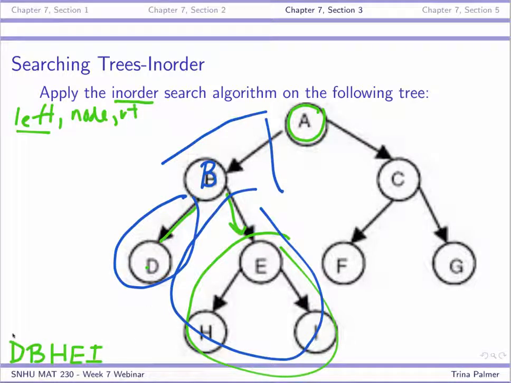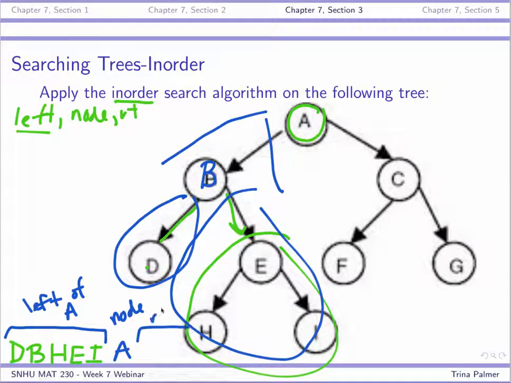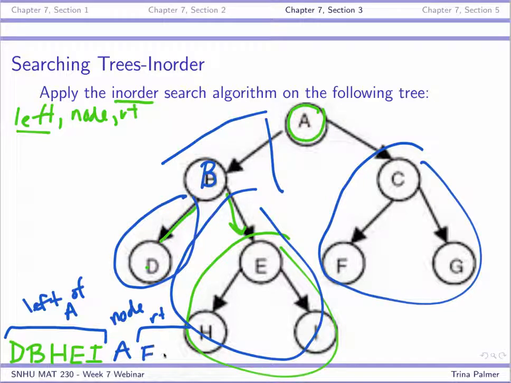So I did left. Let me kind of write this down. Left of A. So now I'm going to go to node, which is A. And now I'm going to go right of A. So if I go to the right, I have this tree, and I need to go left, node, right. So left is F, node is C, right is G. So if I'm doing an in-order search, it would be D, B, H, E, I, A, F, C, G.